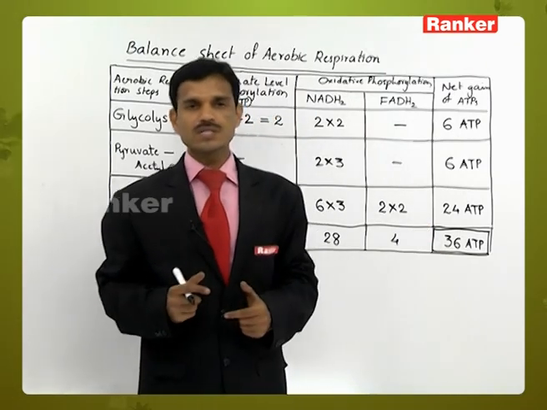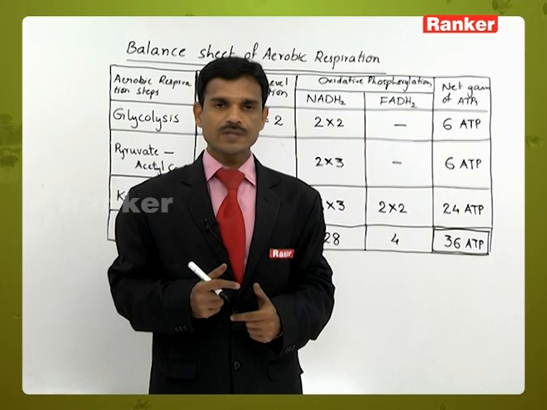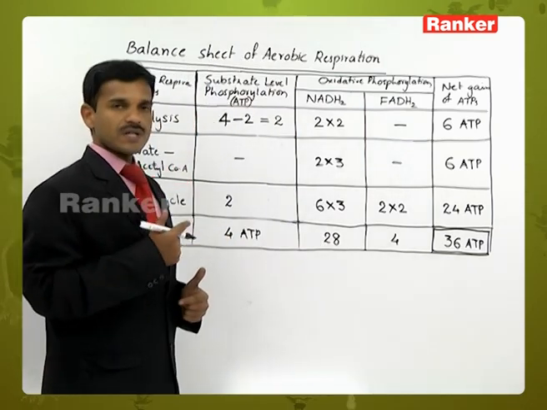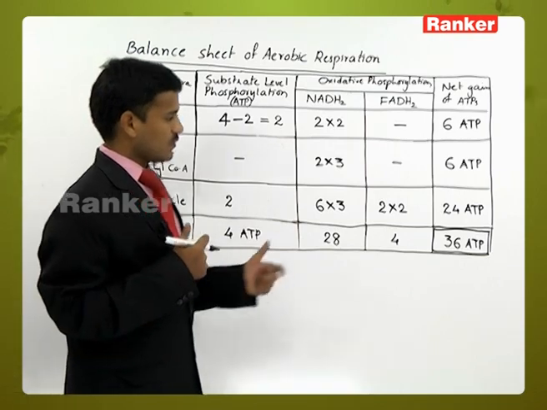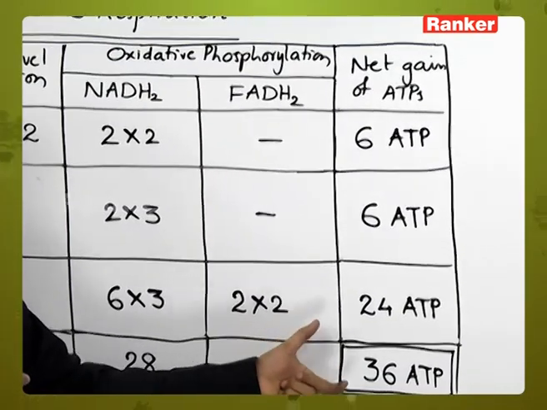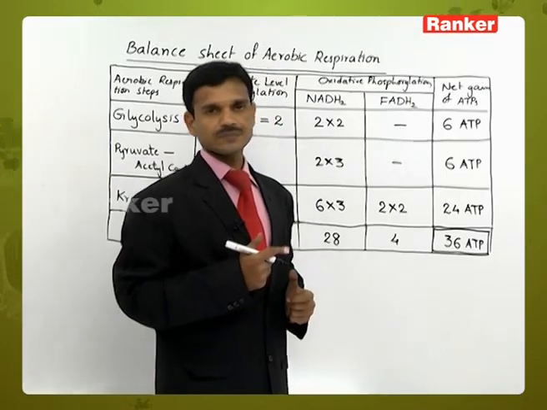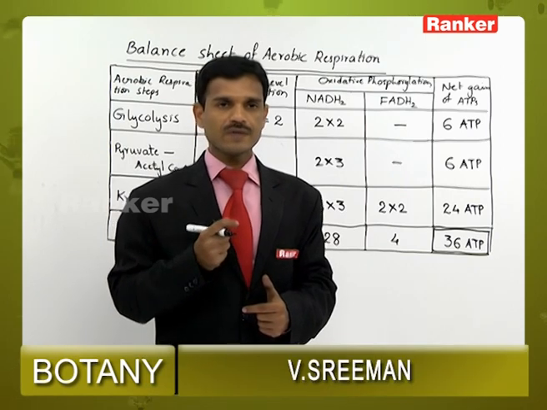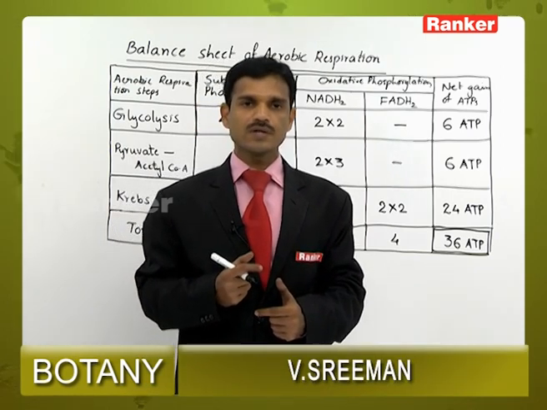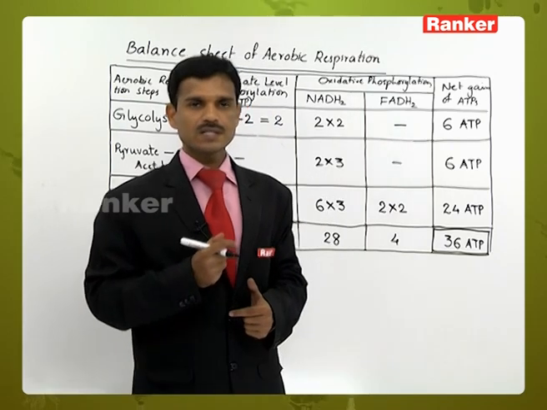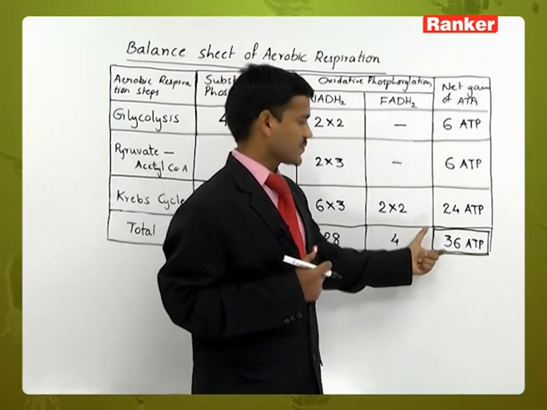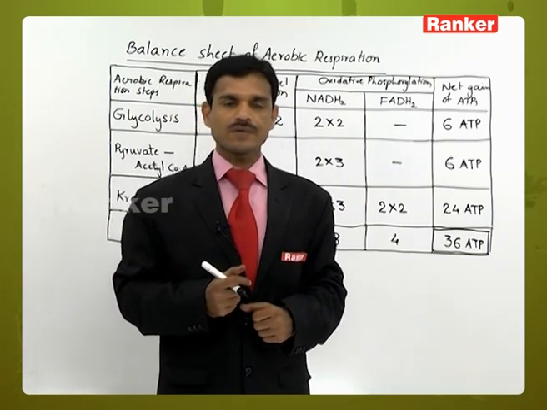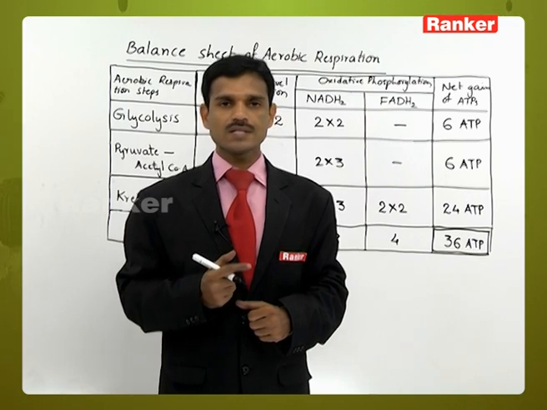If one glucose is involved in aerobic respiration and is oxidized completely, that gives 36 ATPs. So based on some assumptions, if the starting material is glucose, when it is completely oxidized, it gives 36 ATPs. So it is about a balance sheet of aerobic respiration. One glucose is equal to 36 ATPs.